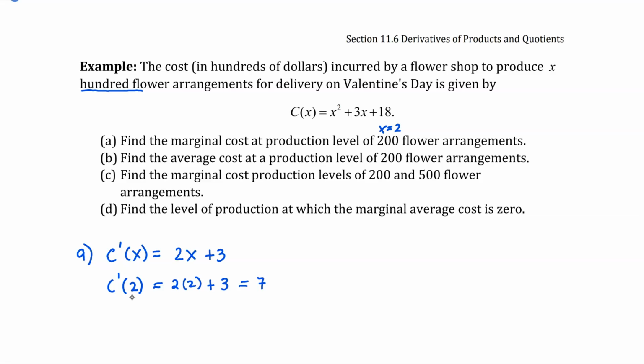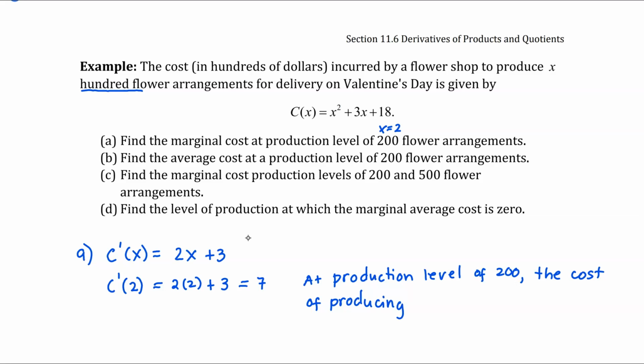So this means that at the production level of 200, the cost of producing an additional 100 arrangements is approximated by 700.